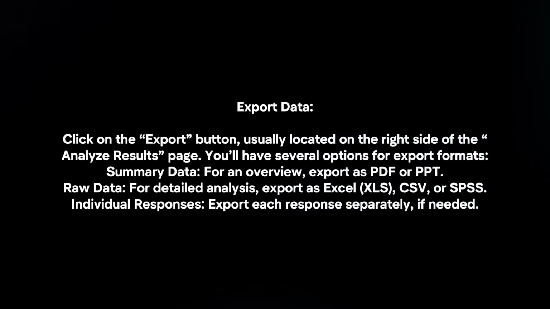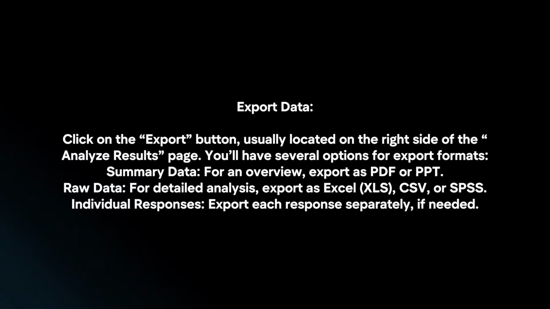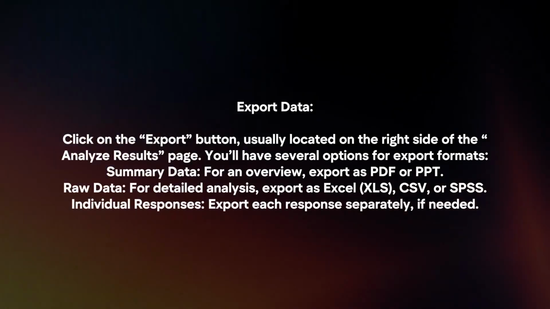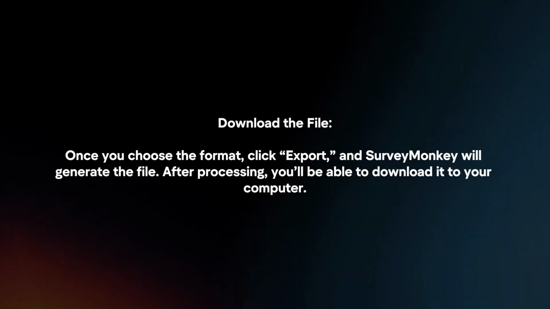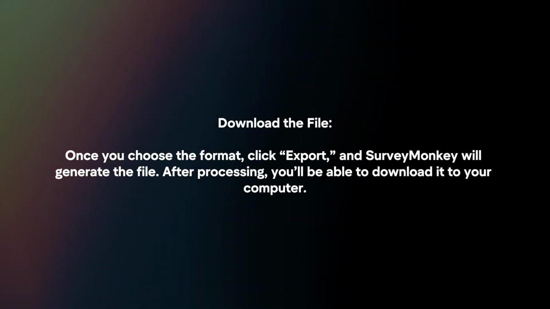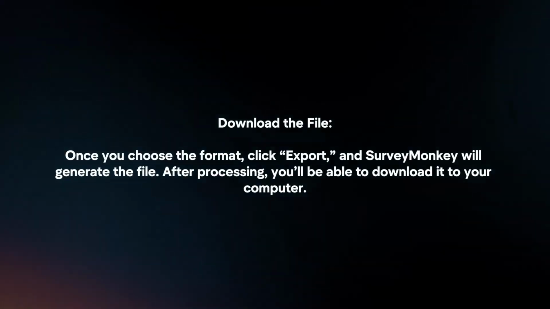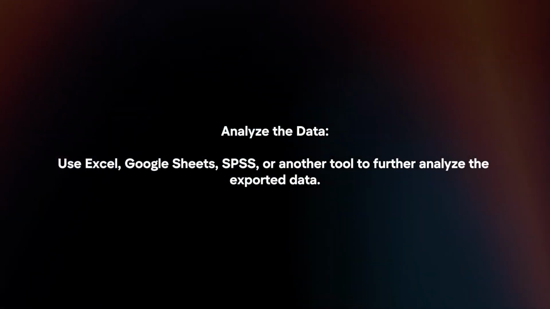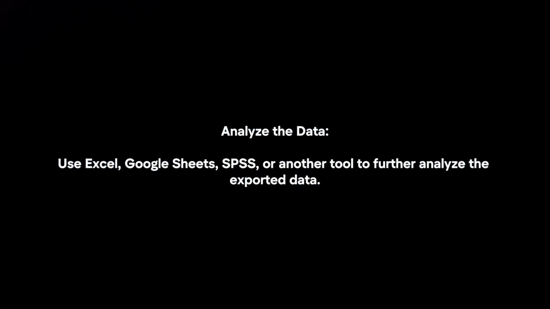You will have several options for export formats: summary data, raw data, individual responses. Download the file. Once you choose the format, click Export and SurveyMonkey will generate the file. After processing, you'll be able to download it to your computer. Analyze the data. Use Excel, Google Sheets, SPSS, or another tool to further analyze the exported data.